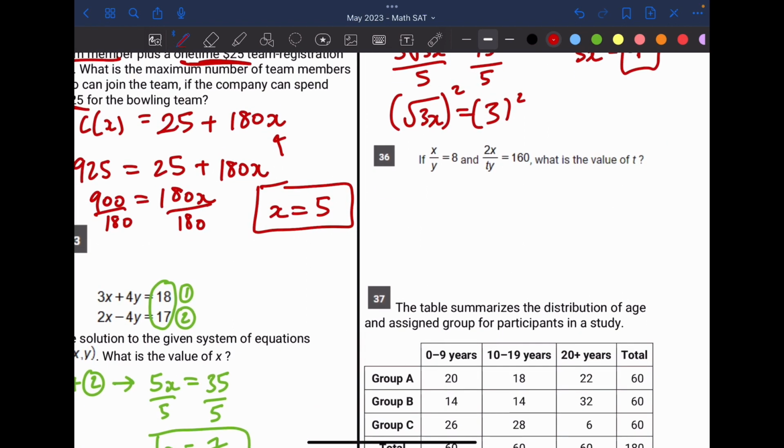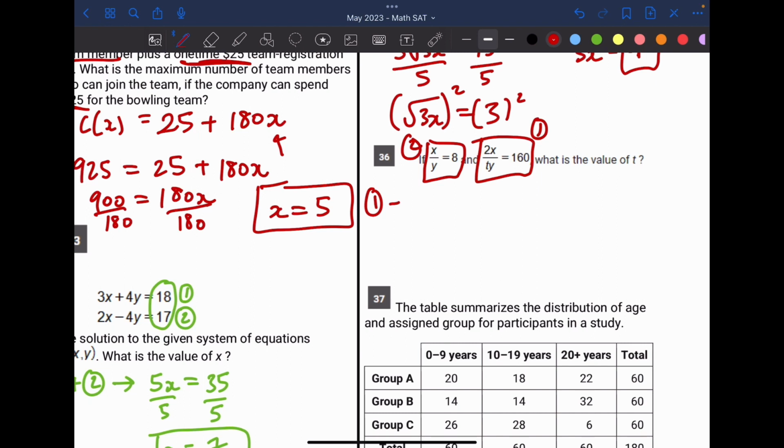Question 36. If x over y is equal to 8, and 2x over ty is equal to 160, I'm going to box that up too. What is the value of t? Okay, so first off, let's get rid of these x and y's. How do you do that? We notice that both of them have the same thing, x over y. And this has x over y, but it's being multiplied by 2 over t. So let's divide. I'm going to call this equation 1. I'm going to call this equation 2.